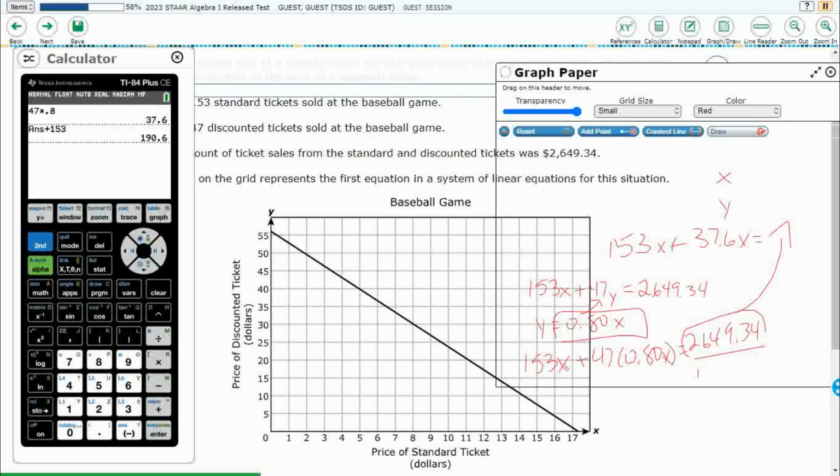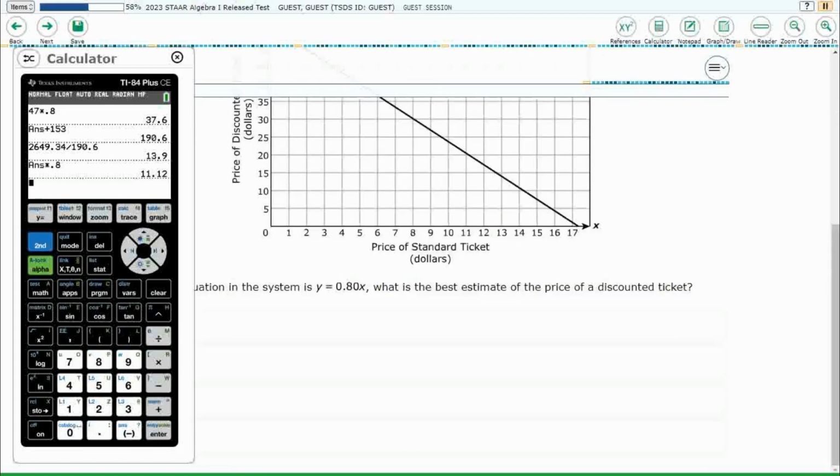So 190.6x, I'm just going to need to divide both sides by that. So let's divide 2649.34 by 190.6. Okay, so x equals 13.9. I'm not wanting x, I'm wanting y, but remember that's 0.8 of it, so I need to multiply it by 0.8, and it is 11.12, so my answer here is going to be D.